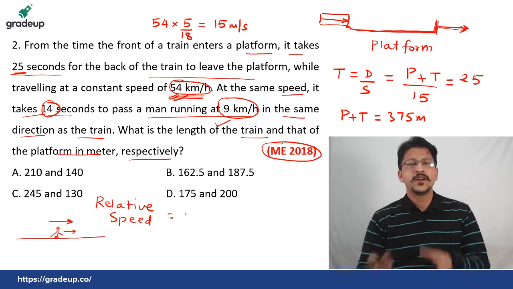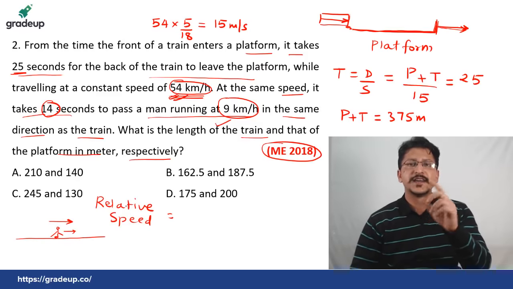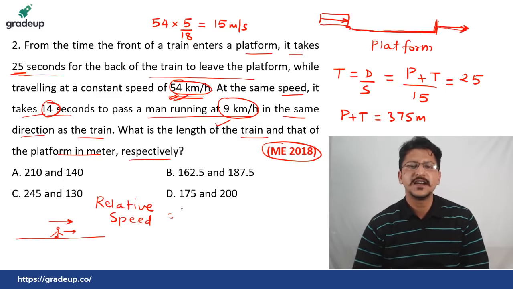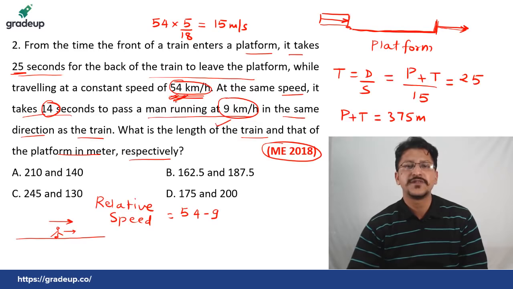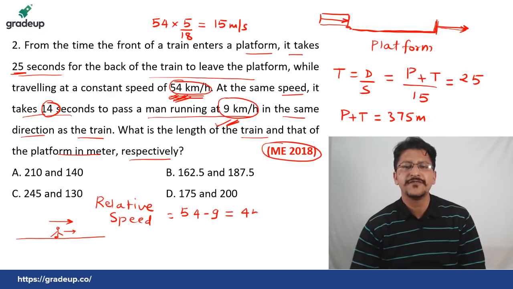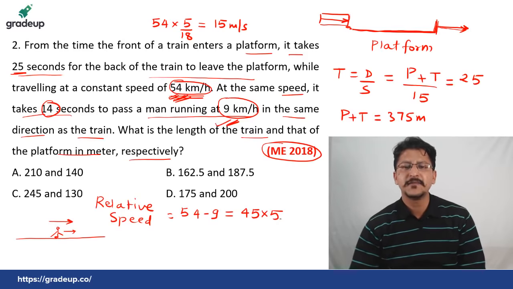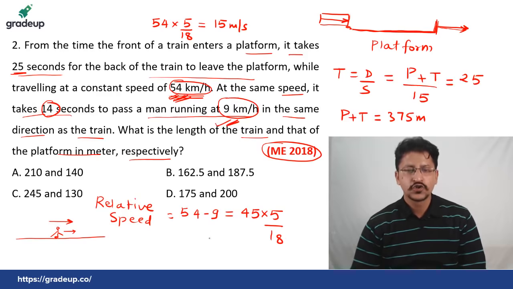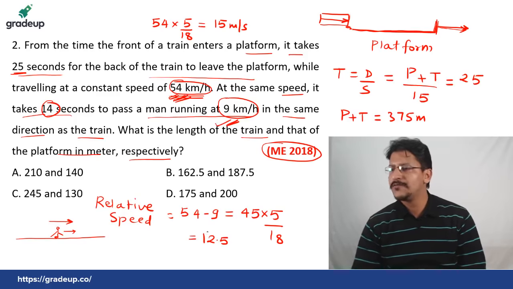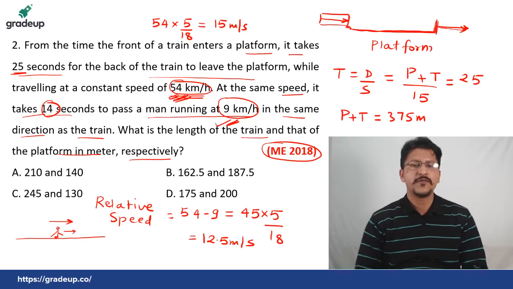When two objects are running in the same direction with different speeds, the relative speed is the difference. So in this case, the relative speed will become 54 minus 9, because the train speed is 54 and the man speed is 9. So that will be 45 kilometer per hour. You need to convert it into meter per second by multiplying by 5 by 18. So you will get this value as 12.5 meter per second.